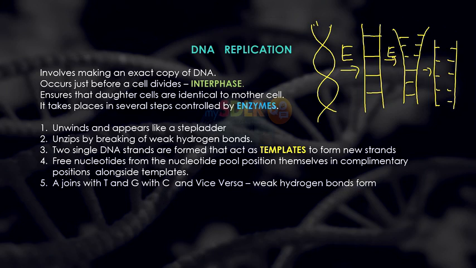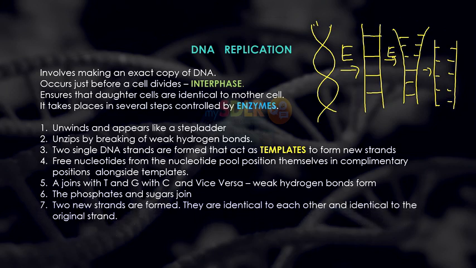When they join, they form weak hydrogen bonds. The phosphate and sugar then join, and lastly, two new strands are formed. They are identical to the original strand, and they are identical to each other. So basically, we have made exact copies of the DNA.